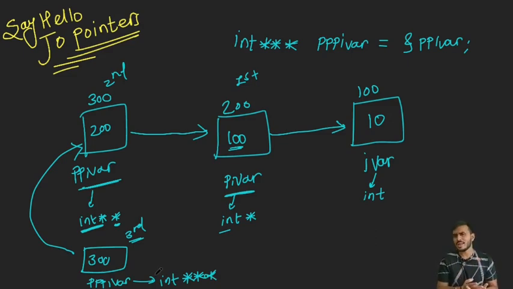Can we have a fourth level as well? Yes, we can have a fourth level. We can have multiple levels of pointer. There is no restriction on how many levels you can have in a pointer to pointers chain.